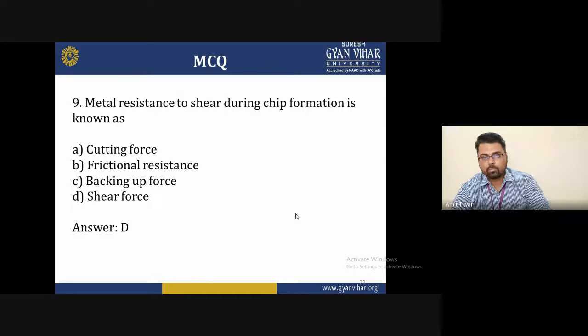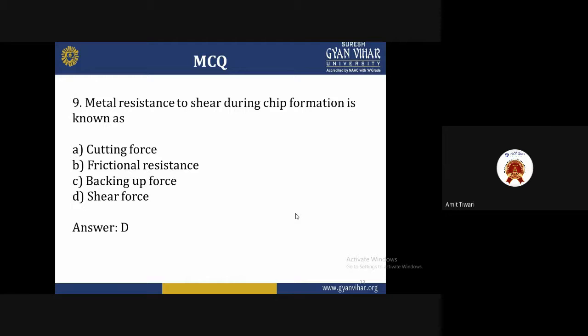Ninth question: the metal's resistance to shear during chip formation is known as: A, cutting force; B, frictional resistance; C, backing up force; D, shear force. The correct answer is D. Shear force is the metal's resistance to shear during chip formation.